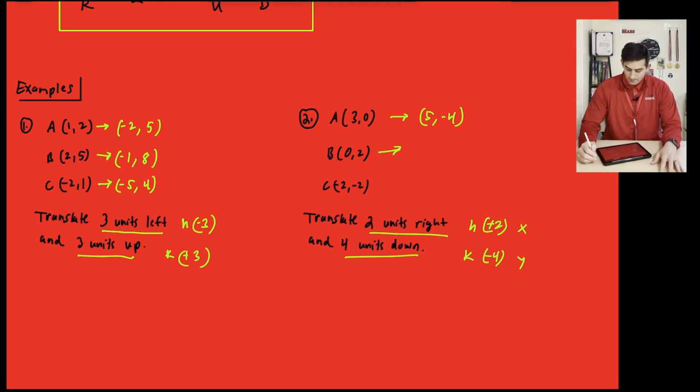B is (0, 2). So let's add 2 to 0. So that would be 2. And then we're going to subtract 4 from 2, which would be -2. So B goes from (0, 2) to (2, -2). And lastly, C is (-2, -2). So let's add 2 to our x coordinate. -2 plus 2 would get us to 0. And then subtract 4 from the y coordinate. -2 minus 4 would get us to -6. Okay? So (-2, -2) would become (0, -6).